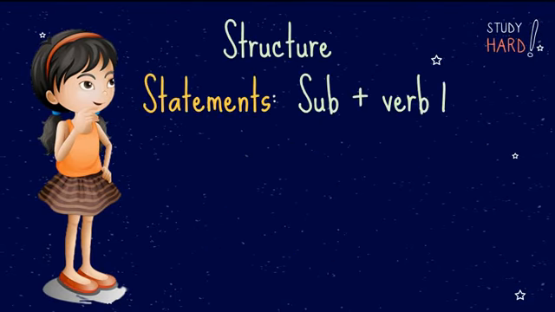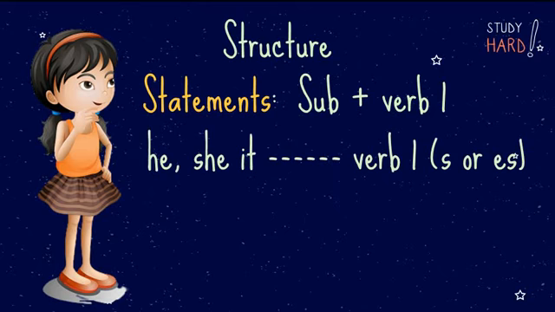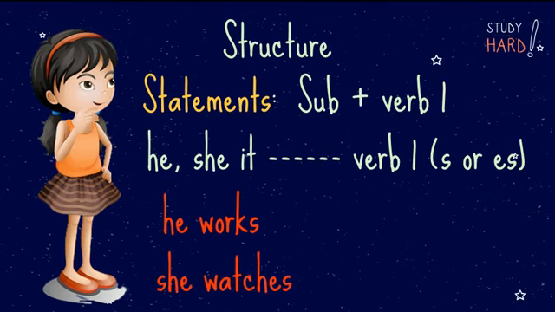With the third person singular, we are going to use the same structure, subject plus verb, only we are going to add s or es with the verb. Like he works, she watches, it plays.